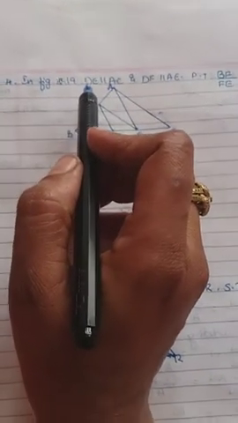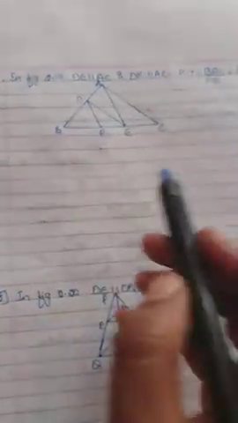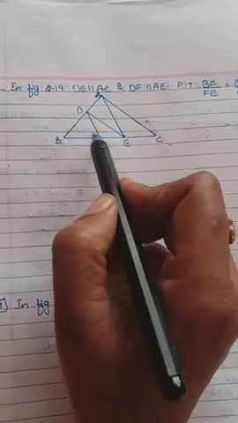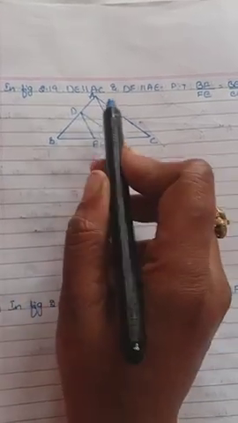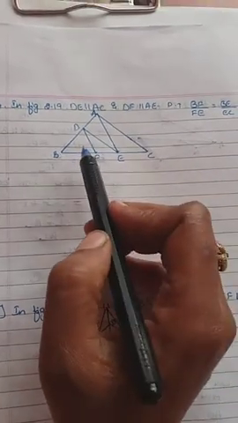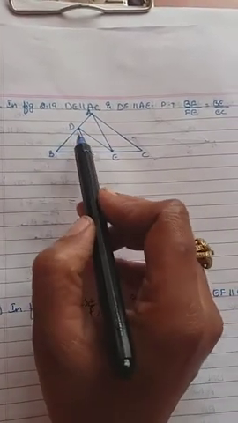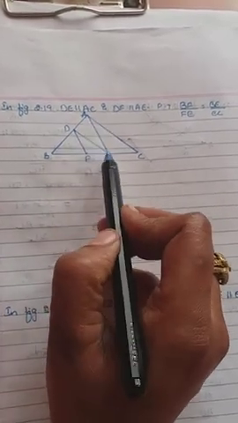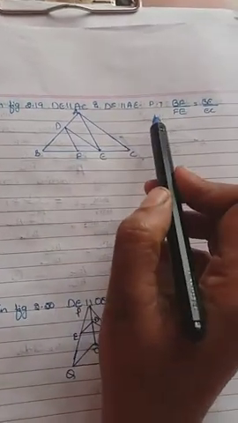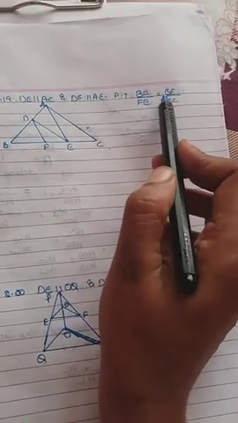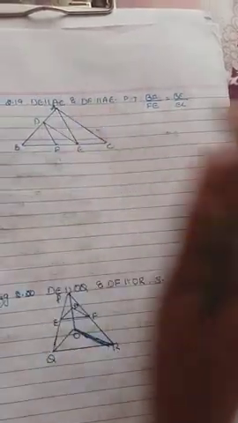In figure 2.19, DE parallel to AC. Understand the question. DE parallel to AC, and DF parallel to AE. One more intersecting line is there, DF parallel to AE. Okay, DF parallel to AE. Prove that, we want to prove that BF divided by FE equals BE divided by EC.